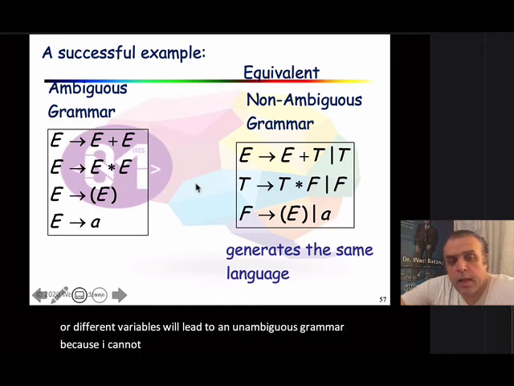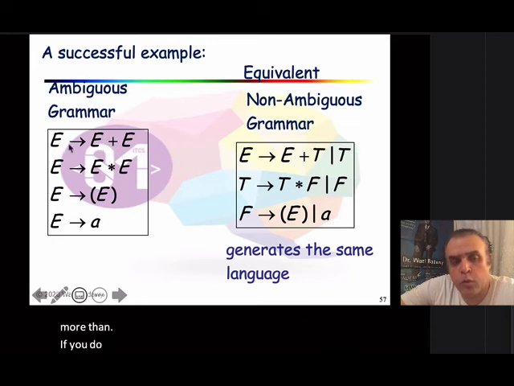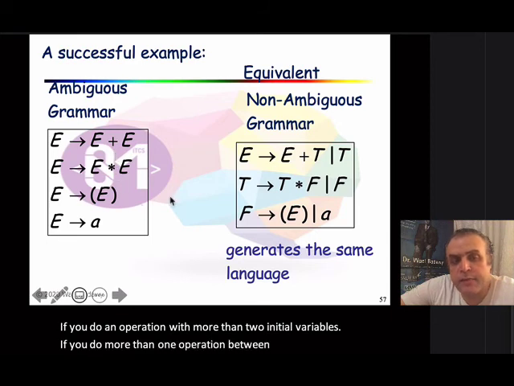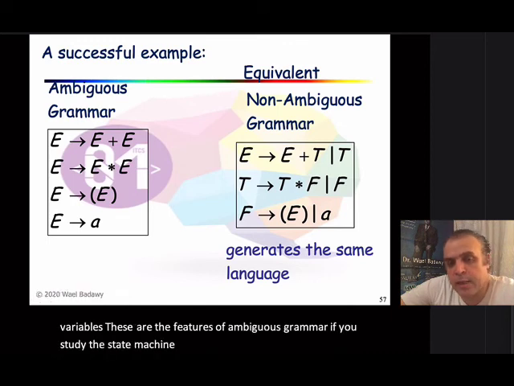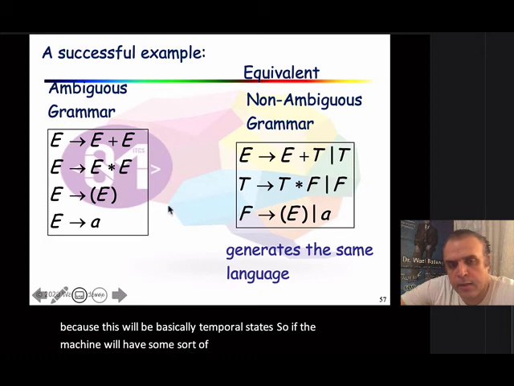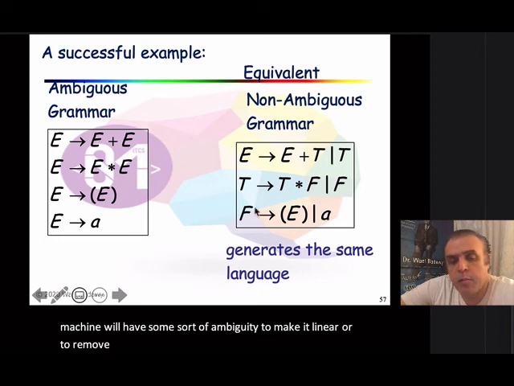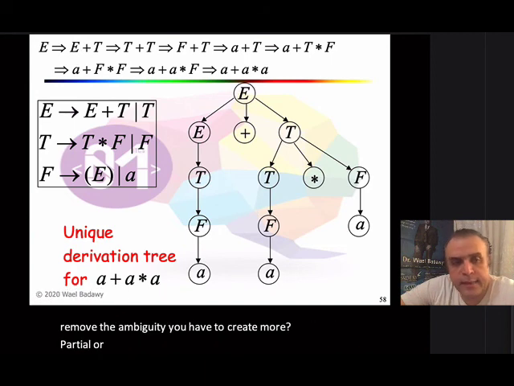because I cannot have more than one expression. So the things to watch for in ambiguous grammar is if you do an operation with more than two initial variables, if you do more than one operation between the same variables. These are the features of ambiguous grammar. If you studied state machines before, you will be able to make sense, because this will be basically temporal states. So if the machine has some sort of ambiguity, to make it linear or to remove the ambiguity, you have to create more partial or more internal states.